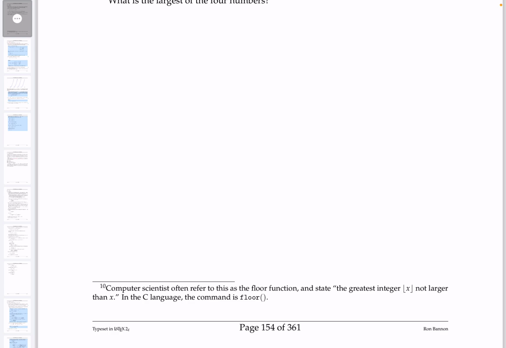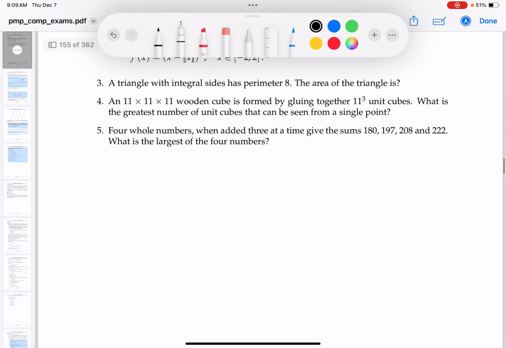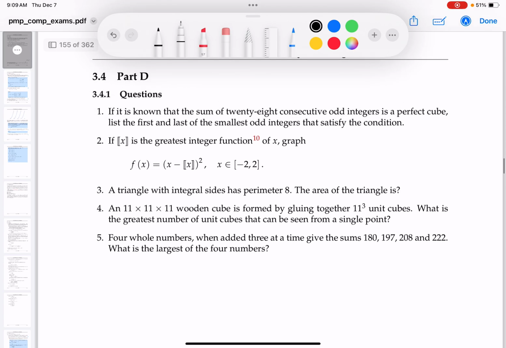And it states that the greatest integer, and I like this symbol better, by the way, it looks to me like the floor or something. And you can imagine if that's the floor, the ceiling would look like this over here, right? Floor and ceiling. Anyway, it says not larger than x. In the C language, this is often called just floor. So I think I understand that.